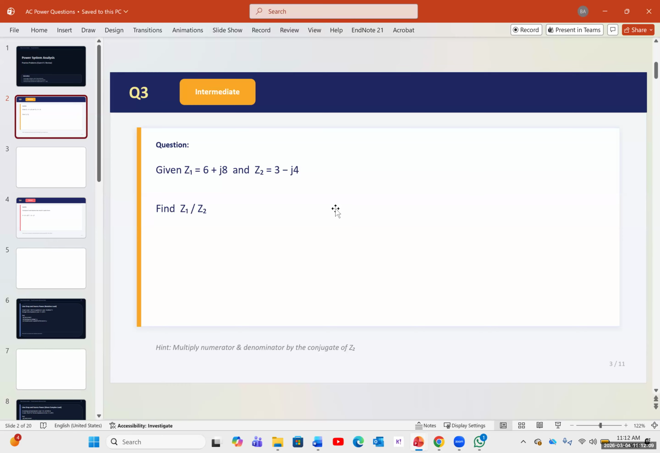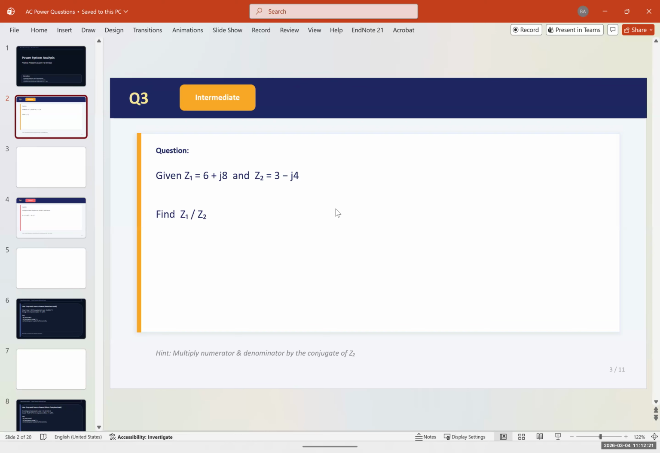Again, you know how this works. I will give you a few minutes, 5 to 10 minutes. The first student to solve this is going to get extra points. And the first question is, given Z1 equal to 6 plus j8 and Z2 is 3 minus j4, we want to find Z1 divided by Z2.